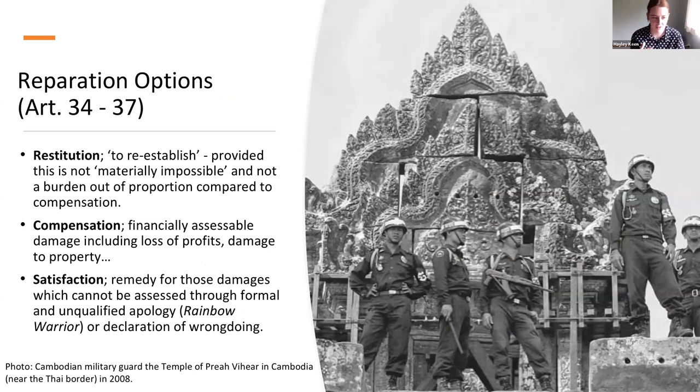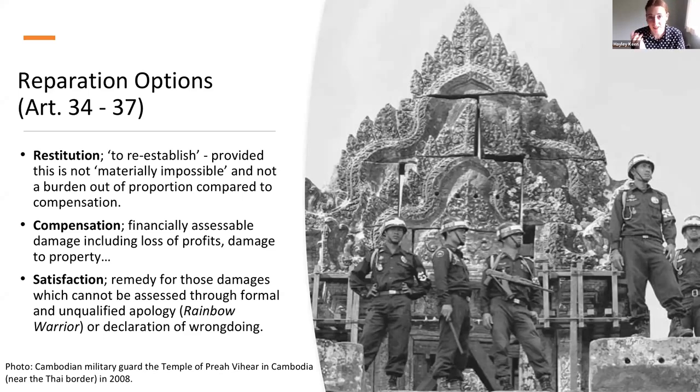So I have a photo here of the military guard at the Temple of Preah Vihear in Cambodia, because this is a really interesting case about reparation, because in this case, Cambodia really wanted a lot of artifacts back. So the Thai military forces had come into the temple and stolen many artifacts over the years. Some of those artifacts had gone on to be sold to museums and private collectors, and others were being held by the Thai government. And the part of the restitution was the idea that the Thais had to provide back to Cambodia as many of the artifacts from the temple as they still had. So that is an example of restitution.